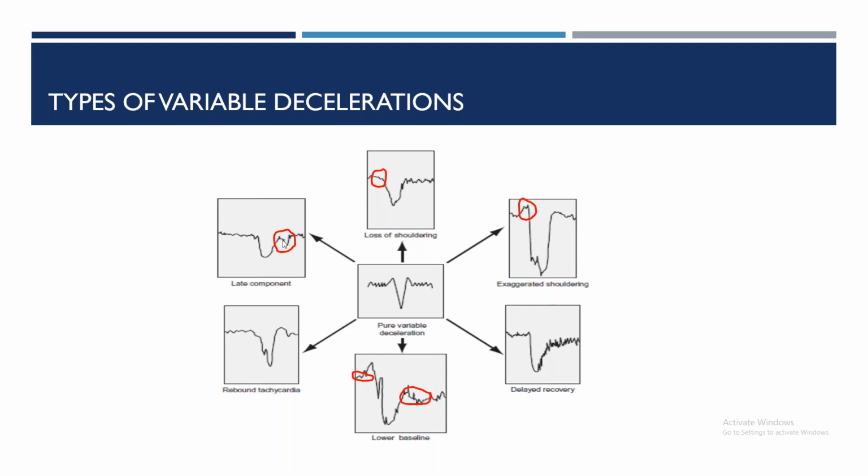Now see, who wanted that W biphasic? Can you see here there are two components. Sometimes it will be a direct W pattern, or you can see here there are two components of these decelerations. So it is known as biphasic decelerations or W-shaped decelerations. Okay.